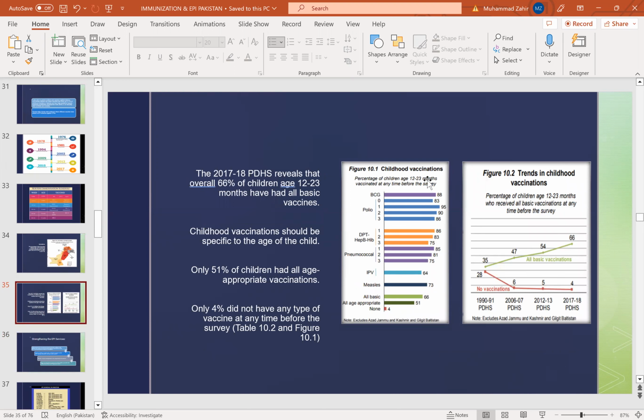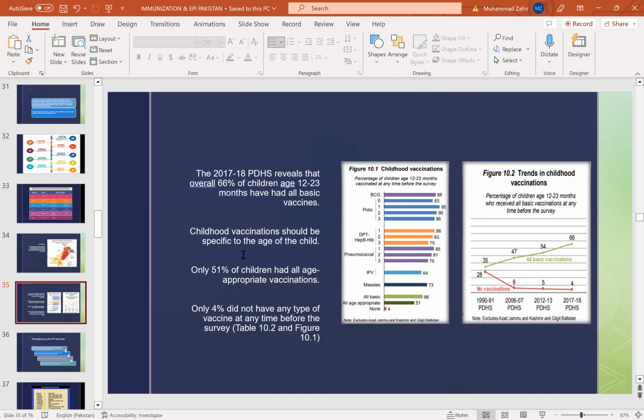These are the childhood vaccination trends. If you see BCG, polio, and DPT, and the trends in childhood vaccination: percentage of children aged 12 to 23 months who received all basic vaccines at any time before this survey. So you can see this is no vaccination and all basic vaccines. As time has passed since the start of the EPI, the trends have changed. There's an incline in vaccination rather than decline. So the 2017-18 period reveals that overall 66% of children aged 12 to 23 months have had all basic vaccines.